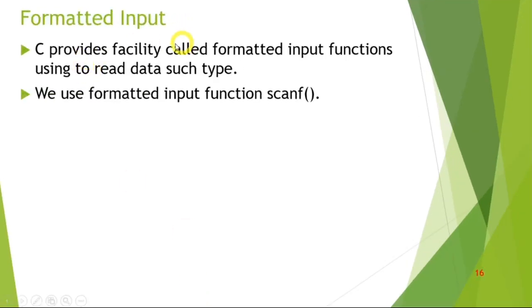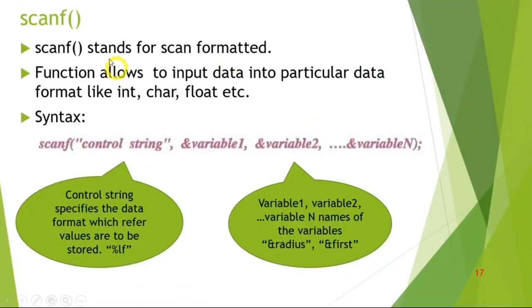Now formatted input again. C provides a facility to call a formatted input function to read data of such types, numerical and alphabetical both. So the formatted input we use is scanf, that is scan formatted. The two brackets will come, and in between that we will write the command. It stands for scan formatted. Scan formatted allows input of data into a particular data format like int, char, float, etc.